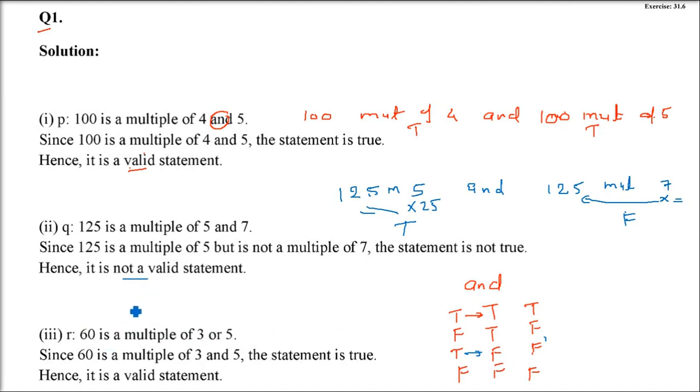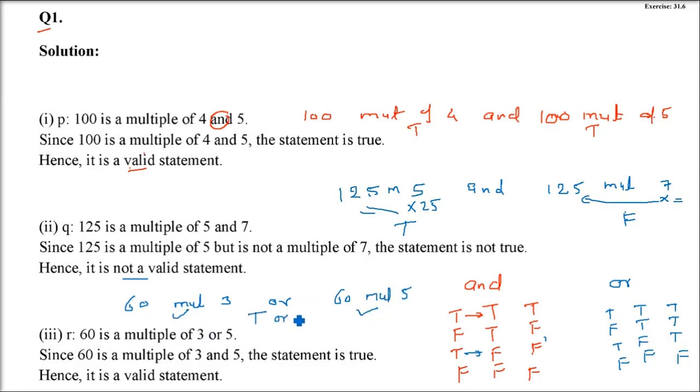Third one, 60 is a multiple of 3 or 5. So 60 is a multiple of 3 or 60 is a multiple of 5. Let me make this combination table for OR also: true, true, false, false; true, false, true, false. It will always give you true when either one of the statements is true. Only when both are false is it false. So 60 is 3 into 20, 5 into 12 is 60. So both are true, and true or true is true. So it's a valid statement.